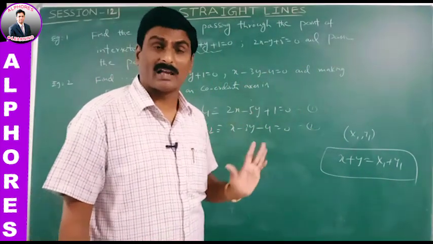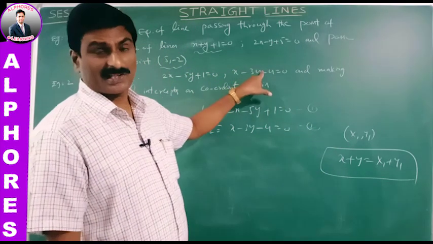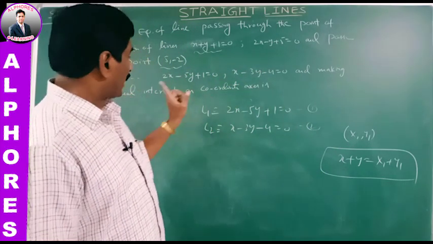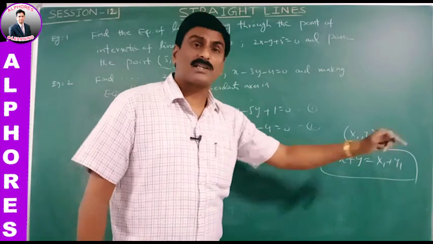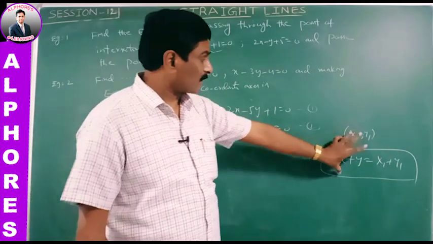Already we know about this value. By solving 1 and 2, we get the point of intersection. Next, if the line makes equal intercepts, what is the equation? x plus y is equal to x1 plus y1. By using this formula, we find the equation.